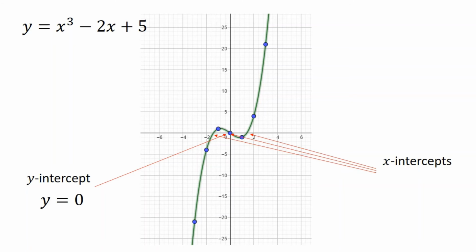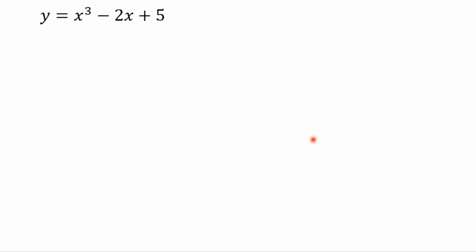Now, this isn't surprising. When we had quadratic graphs, we could have up to 2 places where it crosses the x-axis. We could have up to 2 x-intercepts. So with a cubic graph, where we've got the power of 3, we can now have up to 3 of these. And in this case, it's negative 1.41, 0, and 1.41. So if we get to a cubic graph, we can have up to 3 x-intercepts, which is fun.